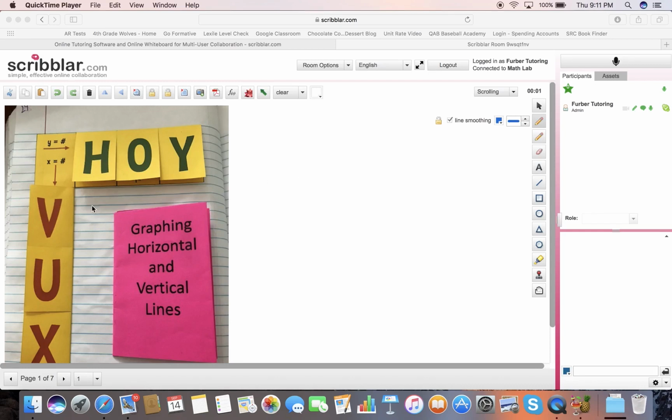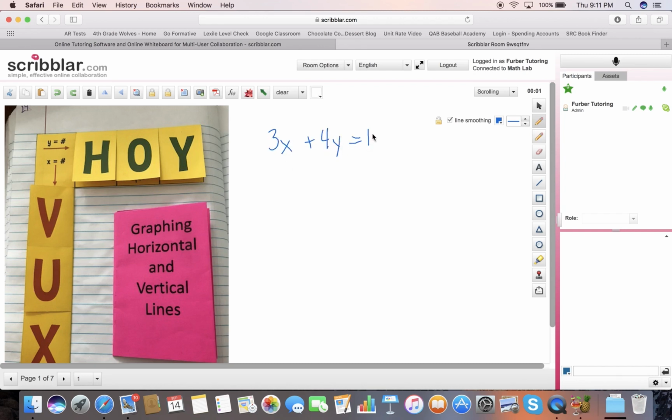Okay, so we've been talking about linear equations, and we've talked about three different forms of linear equations. So I'm just going to write a couple examples of linear equations. This first one is in what we call standard form, and then the second one would be an example of one that would be in point-slope form. And then the last one would be an example of slope-intercept form.